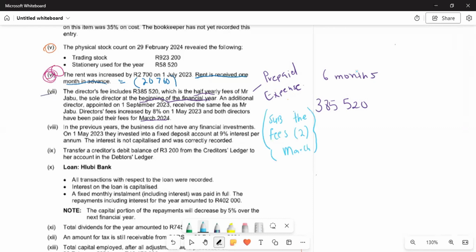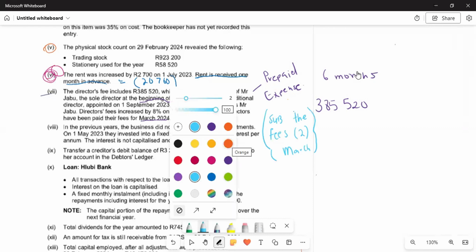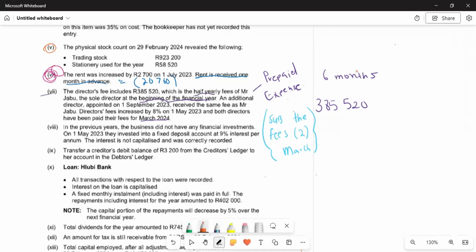So first, I'm going to try and see how much they were earning, or how much the director's fees were in March. This is what I'm trying to determine. So I'm going to do that using my timeline. Whenever you've been given an increase or decrease, whether in terms of a percentage or an actual amount, know that for that type of question, you would need to draw your timeline in order to answer it. So now I'm going to draw the timeline for the 6 months.